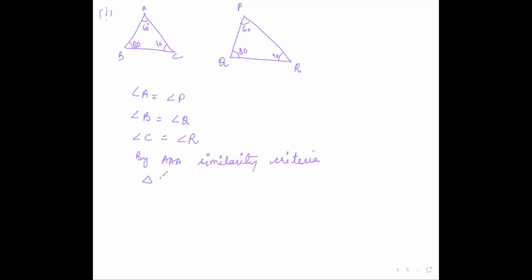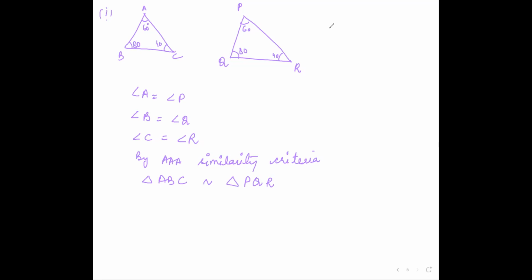triangle ABC will be similar to triangle. So now name clearly: A is equal to P, so start with P, then B is equal to Q, so Q and R this way. Now let's try one more question.